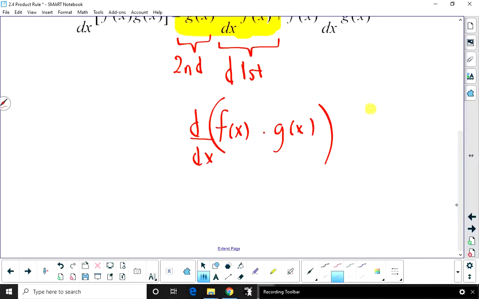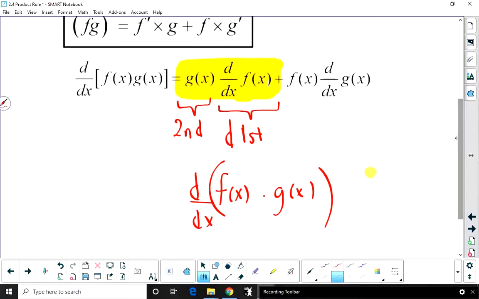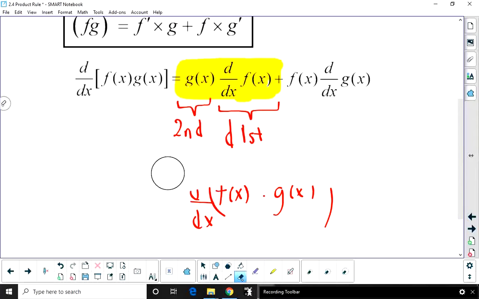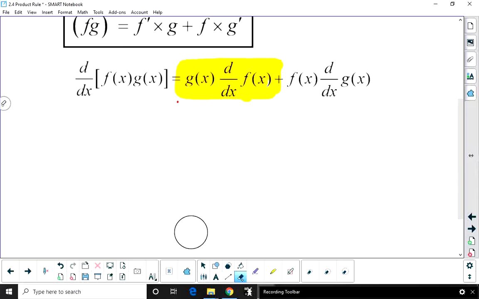And I will tell you right now, and your author has written a lot of calculus books, this seems to be the only one where he has decided to switch these two. And the order in which you add doesn't matter. It really doesn't. So when you look in your textbook, what the author will say is that the derivative of f times g is g prime f plus f prime g.